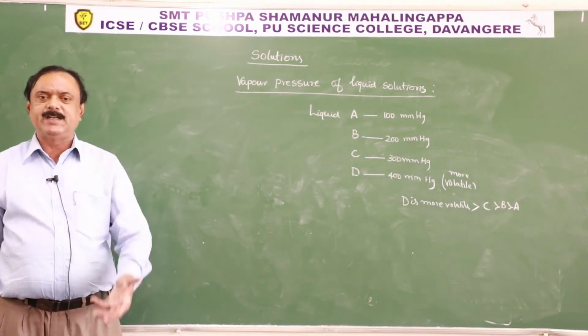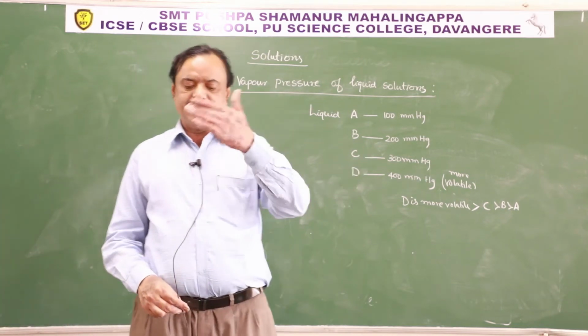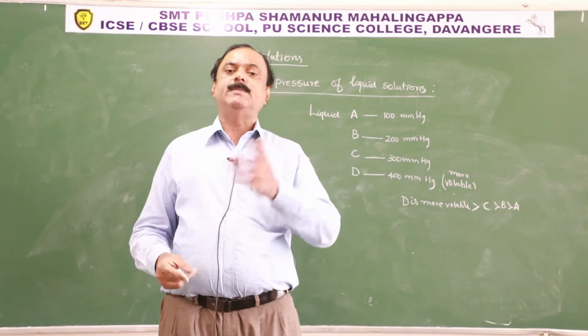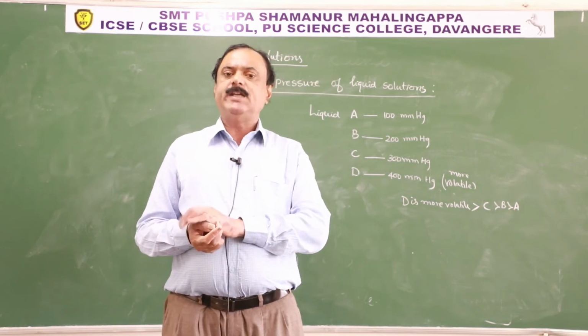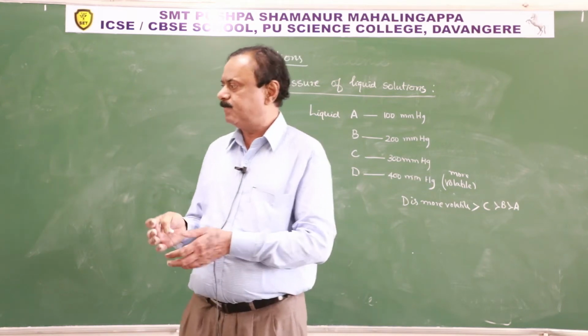I will give a small hint on how to predict the more volatile nature. Among the various liquids, the one which possesses the higher vapor pressure at a given temperature is the more volatile liquid. Okay.